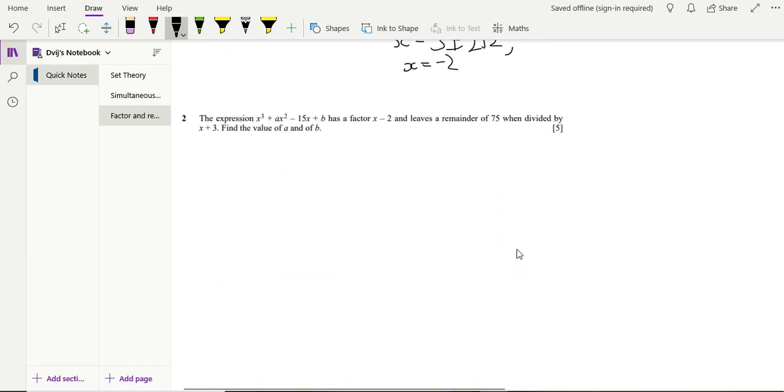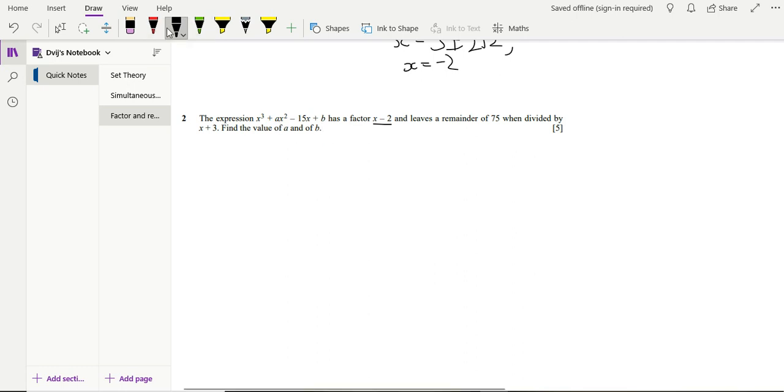Last question. The expression x cubed plus ax squared minus 15x plus b has a factor of x minus 2 and leaves a remainder of 75 when divided by x plus 3. Find the value of a and b. What we're looking at here is two separate factor and remainder theorems, which when we combine them together gives us a simultaneous equation from which we can solve a and b.